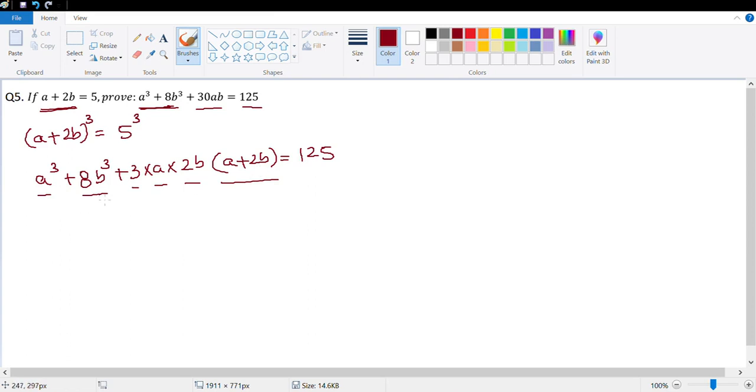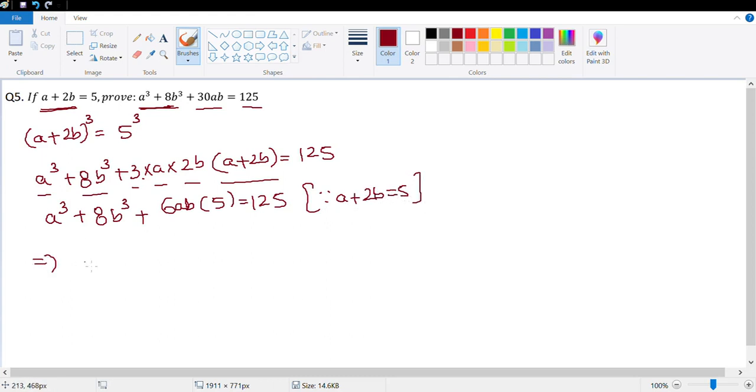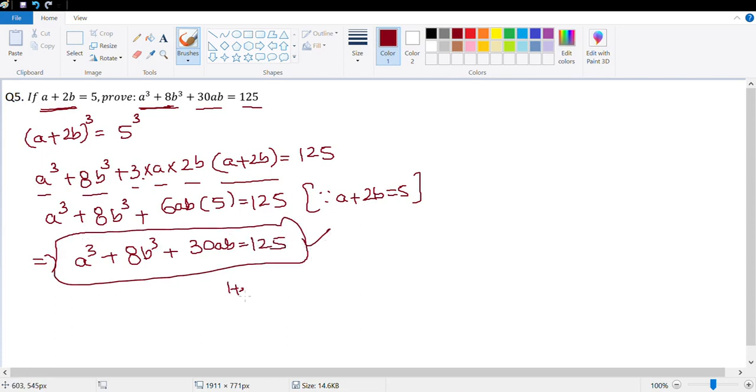Now I know the value of a plus 2b is nothing but 5, which means a cube plus 8b cube plus 3 into 2, 6, 6ab, a plus 2b is 5, is equal to 125, since a plus 2b is equal to 5. This gives us a cube plus 8b cube plus 6 into 5, 30ab is equal to 125. That's what they wanted us to prove, hence proved. Done. Let's look at the last question of this video.